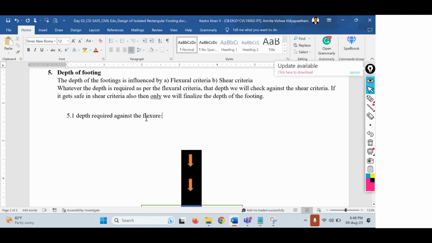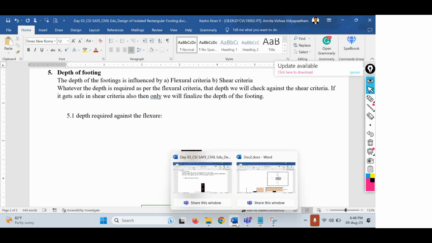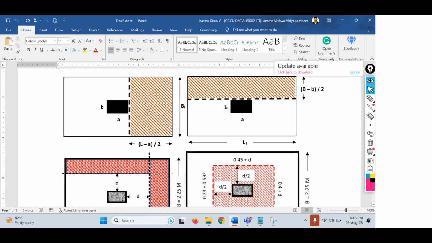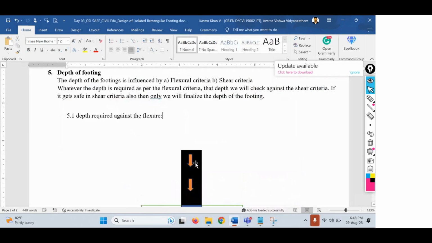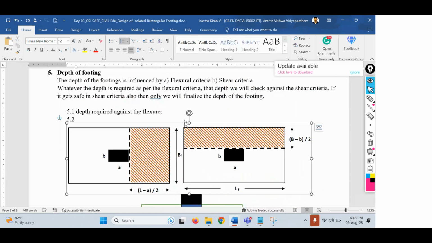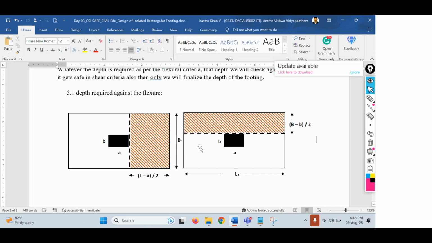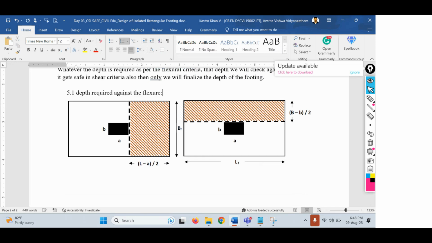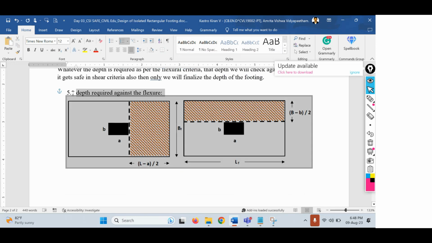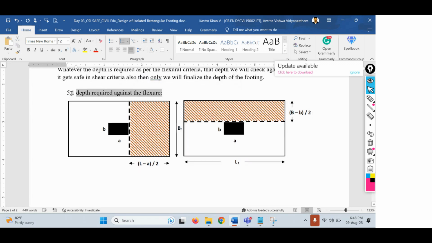So we have to calculate the moment at the face of the column, along the length and along the width of the footing. Let me have this diagram first. So if you see this particular diagram, let me copy this diagram here. Let me delete all these things, it's not required. Right. So the depth required against the flexure is calculated based on the flexure criteria.